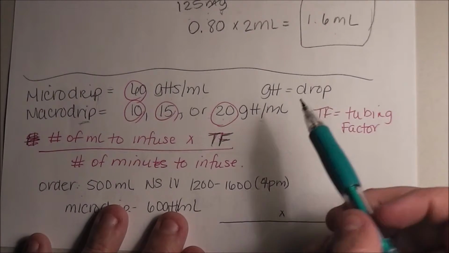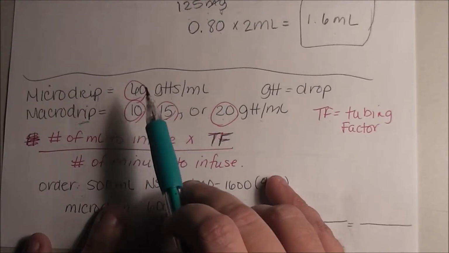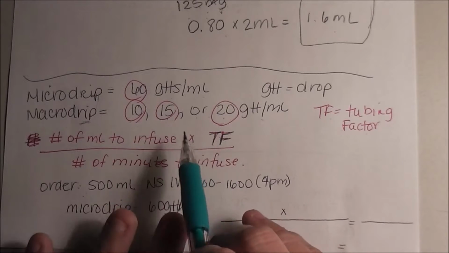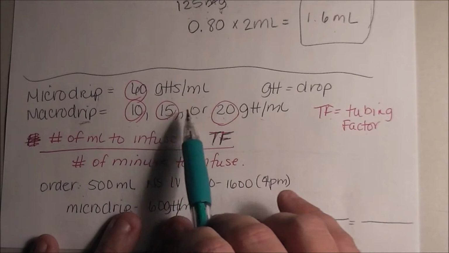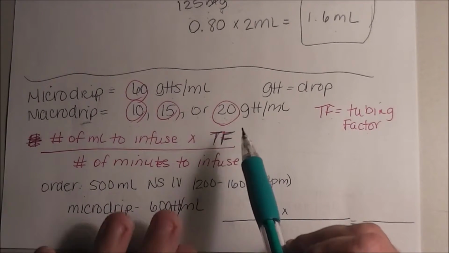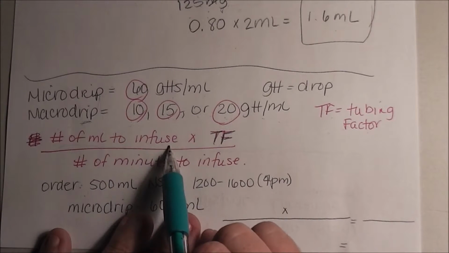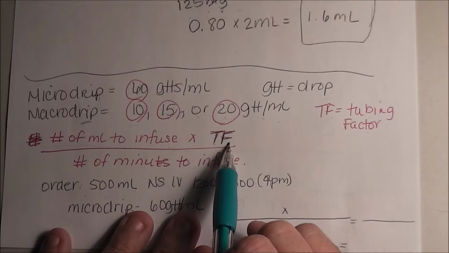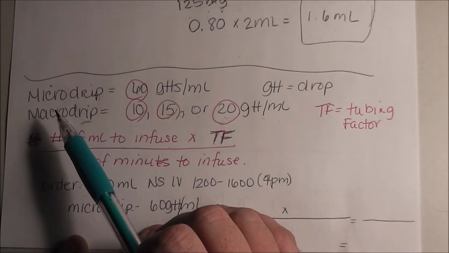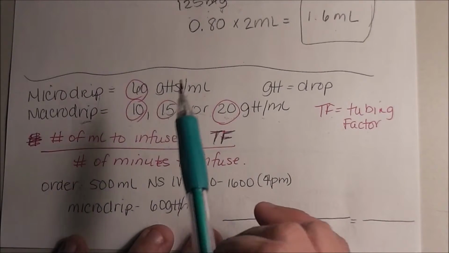You see a TF in here. What the heck is that? TF is your tubing factor. These numbers are your tubing factor. Don't ask me why. These are the number of drops it takes to make a milliliter, and that is your tubing factor. So what you want to do is take your number of milliliters to infuse times your tubing factor, which is one of these numbers. If it says a micro drip, automatically it's 60. If it's a macro, it could be either one of these three, and they should tell you which it is.